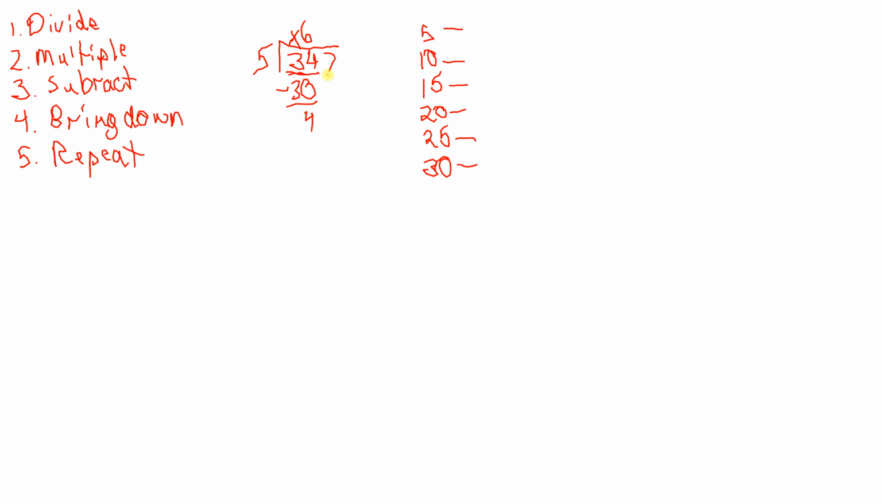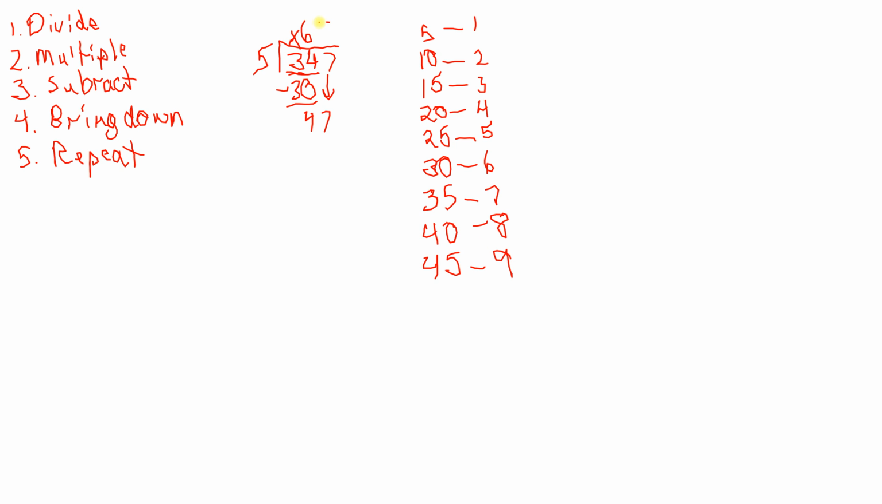Step 4 says bring down the next number. So I bring down a 7. And then repeat, meaning I go back to step 1, which is divide, and now I'm dividing 5 into 47. Well, look, I already got a nice little 5 chain going, so I'm just going to keep counting by 5s, but now I'm looking to go to 47. So I'm going to go 35, 40, 45, and if I do one more, that'll be 50. That's too big. So again, this was 1 5, 2 5s, 3 5s, 4 5s, 5 5s, 6 5s, 7 5s, 8 5s, 9 5s, or 9 times 5 is 45.